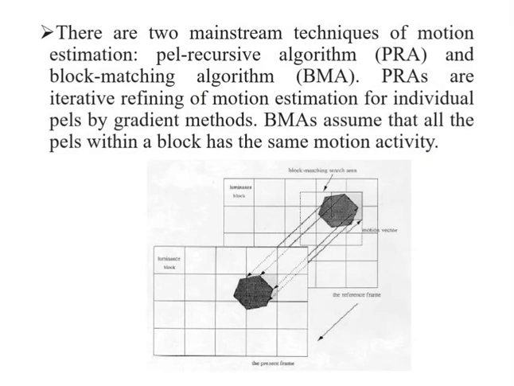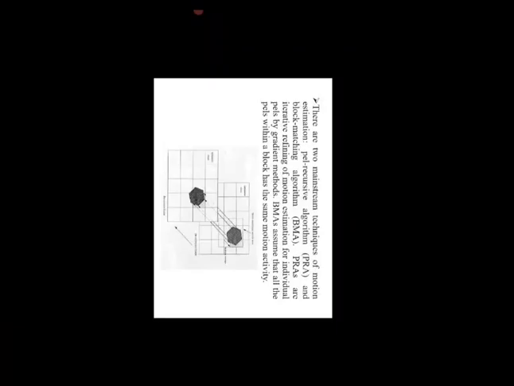There are two mainstream techniques of motion estimation: the pel recursive algorithm, that is PRA, and the block matching algorithm, that is BMA. PRAs are the iterative refining of motion estimation for individual pels by gradient methods. BMAs assume that all the pels within the block have the same motion activity. The figure represents the two algorithms, the pel recursive algorithm, PRA, and the block matching algorithm.